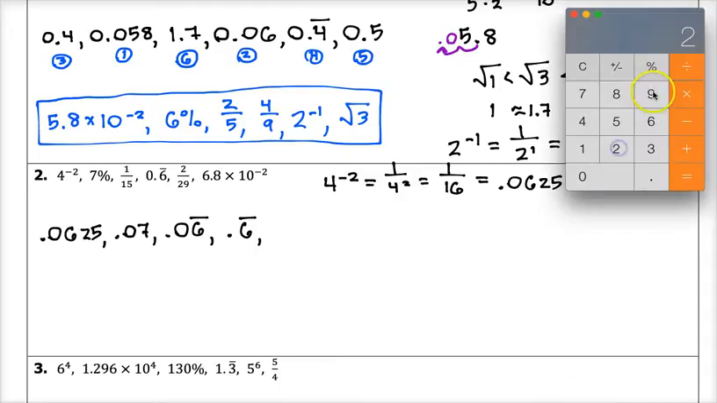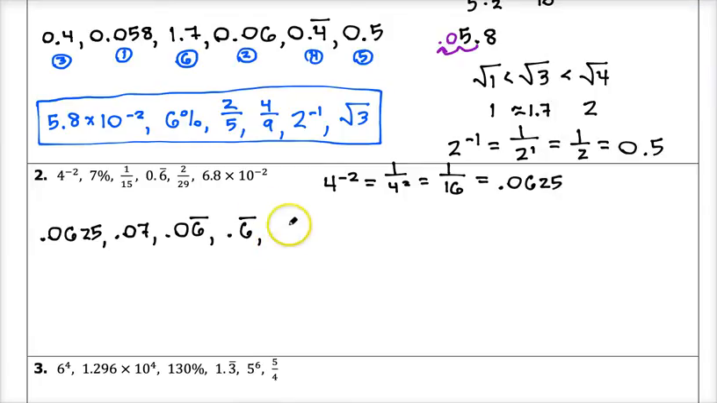2 divided by 29 gives me 0.0689655 dot dot dot. So I'm going to just estimate this. I'm going to estimate it to 0.06896, do a little bit of rounding there. And then finally, 6.8 times 10 to the negative second, I need to move my decimal point 2 places to the left. That's going to give me 0.068.